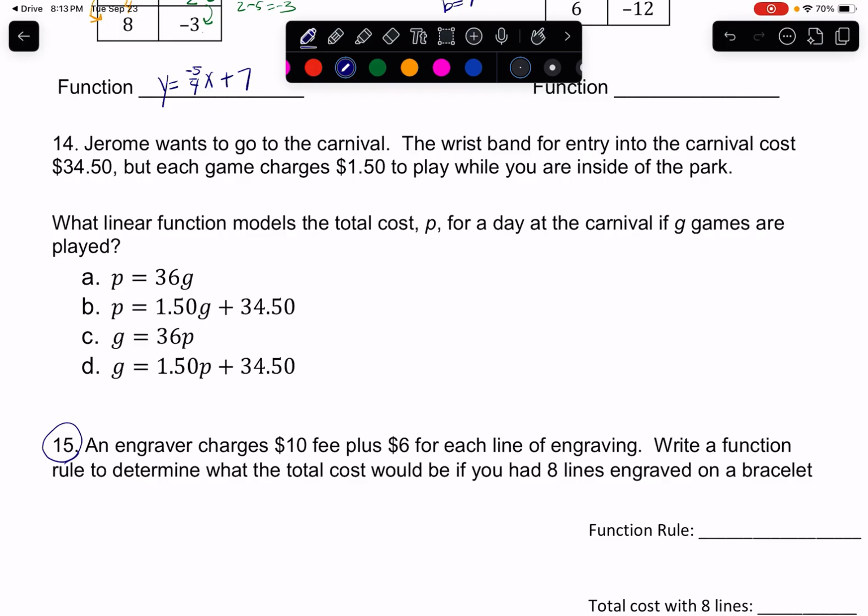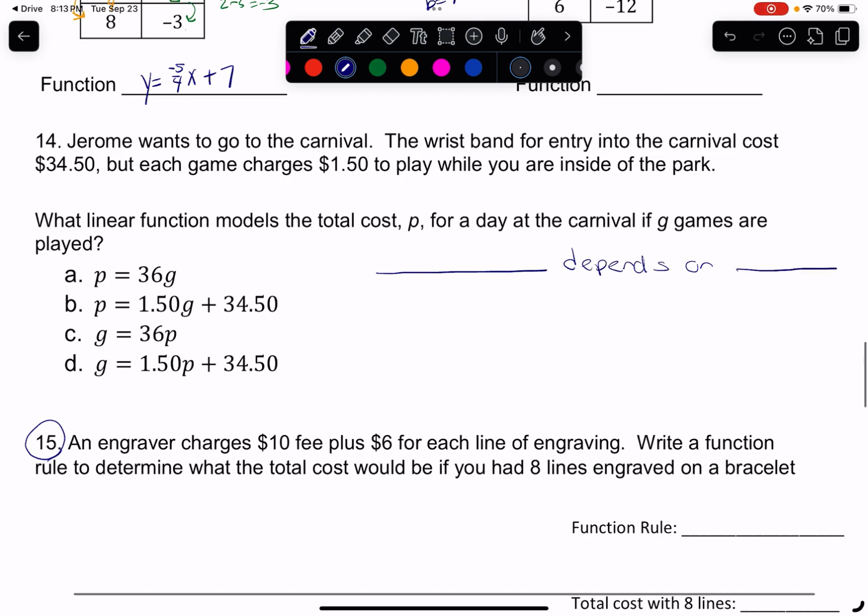Okay, so let's think about this for a second. There's two things that we've got going on here. Okay, so let's see what those two things are. We are going to get P, which they say is the total cost. And then we have G, which is the number of games played.